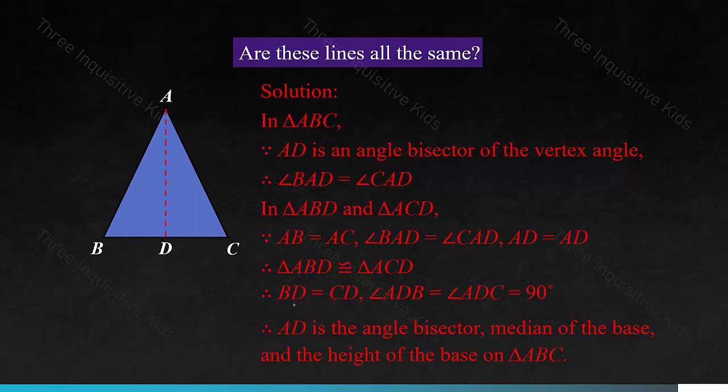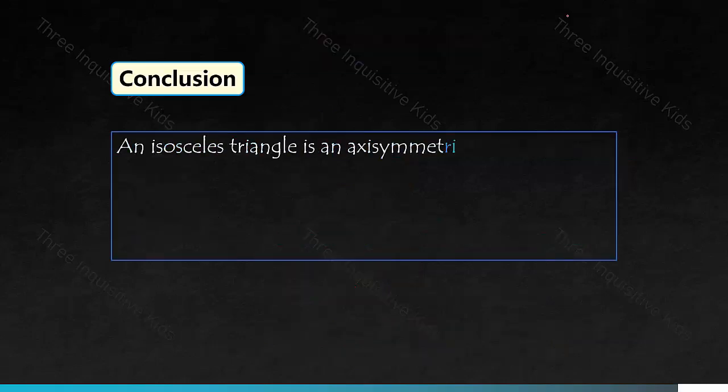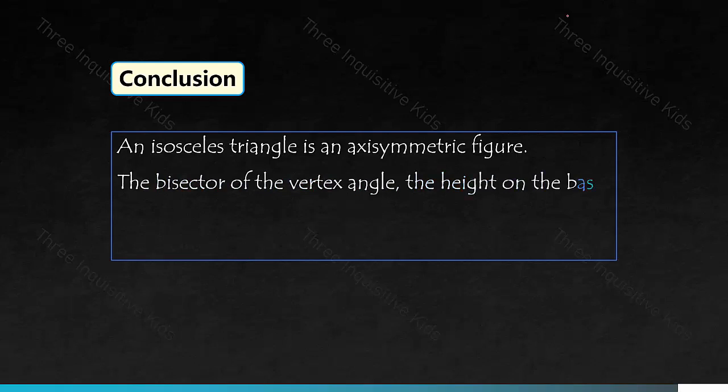Therefore, BD equals CD, and angle ADB equals angle ADC, which equals 90 degrees. And of course, if this is 90 degrees, then AD is also the height, which means that AD is the angle bisector, median of the base, and the height of the base on triangle ABC. This is a very good example of how what we've already learned can come in handy when you are writing a derivation. So an isosceles triangle is an axisymmetric figure.